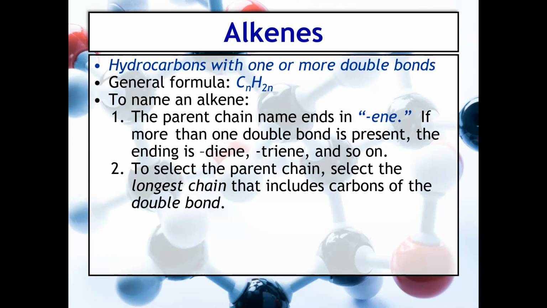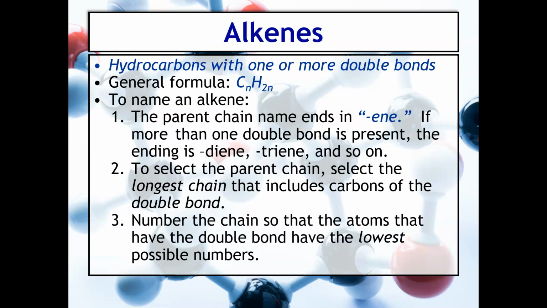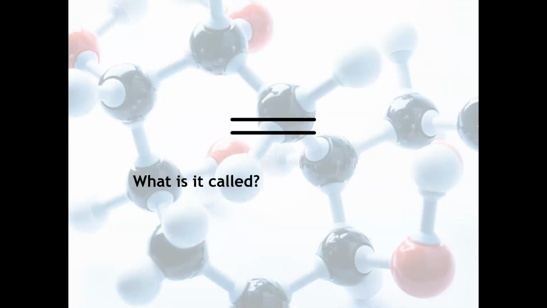To select the parent chain, select the longest carbon chain just like usual that includes the carbons of the double bond. Number the chain so that the atoms that have the double bond have the lowest possible numbers. For example, this again represents a line angle formula, and at each end you picture having two carbon atoms and the hydrogens are implied. Since there are two carbon atoms and this is a double bond, this is called ethene.